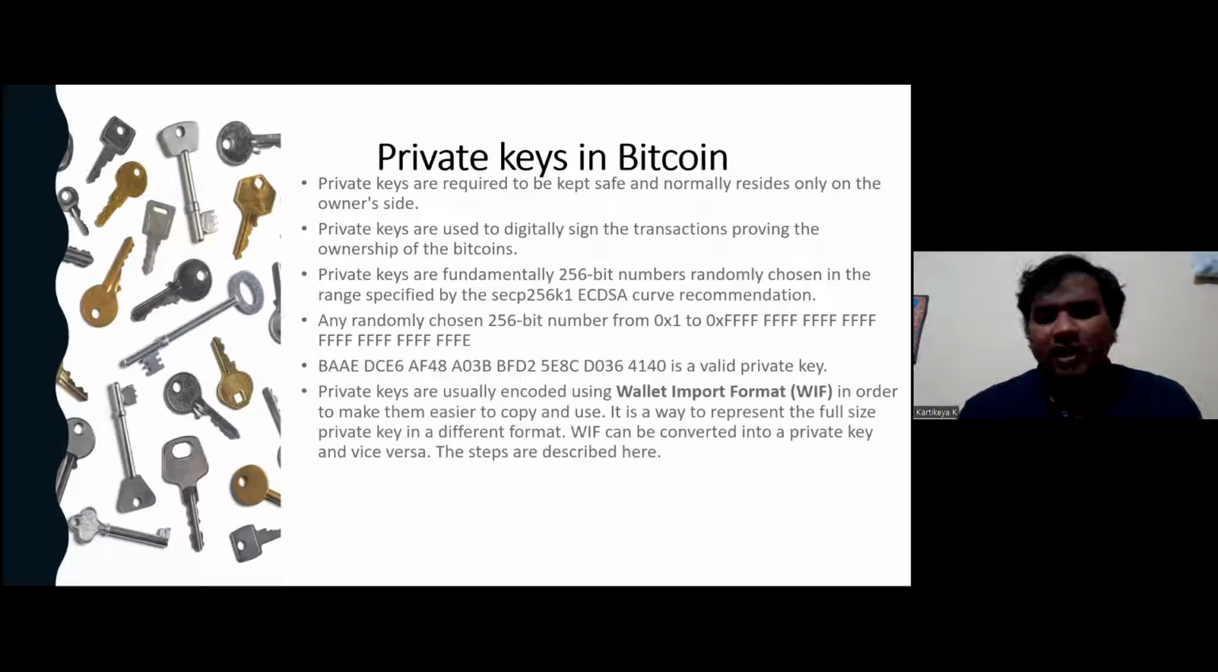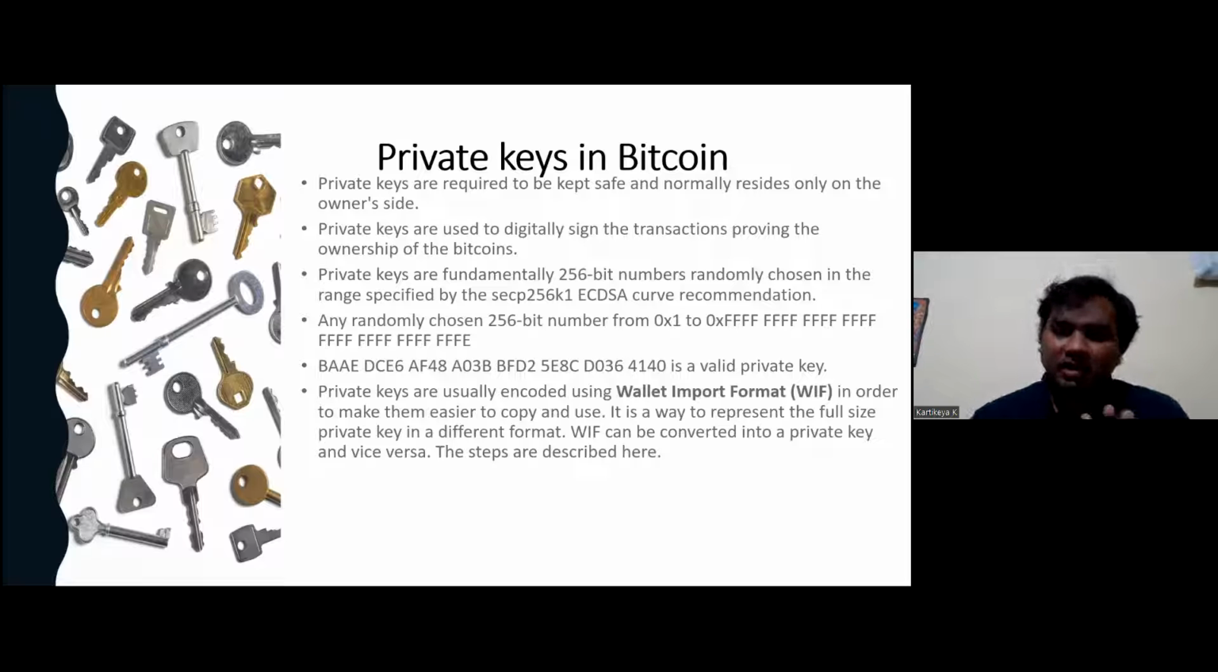So private keys are usually encoded using the wallet import format, WIF, in order to make them easier to copy and use. It is a way to represent the full size private key in a different format. WIF can be converted into a private key and vice versa. That means basically this is symmetric. Okay, we will have the full version and we can't note all those 256 digits, right? It's very hard to do. So to overcome that problem, these private keys are encoded with the wallet import format.